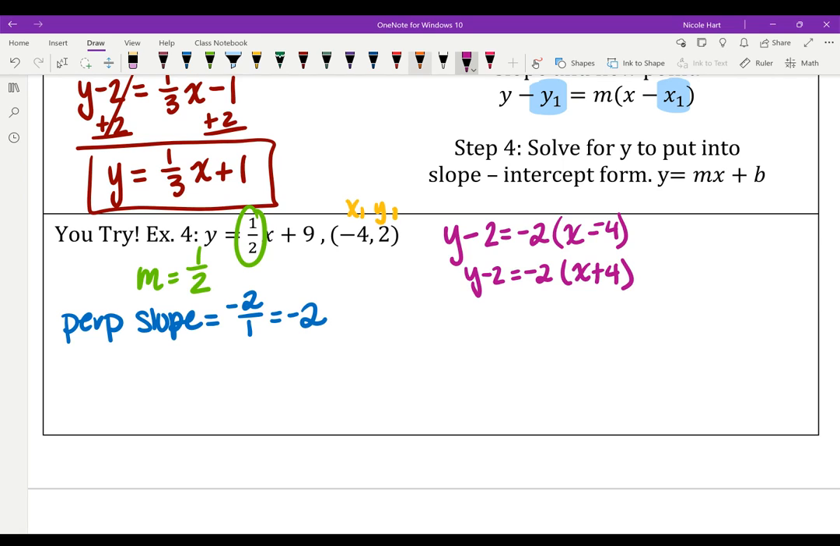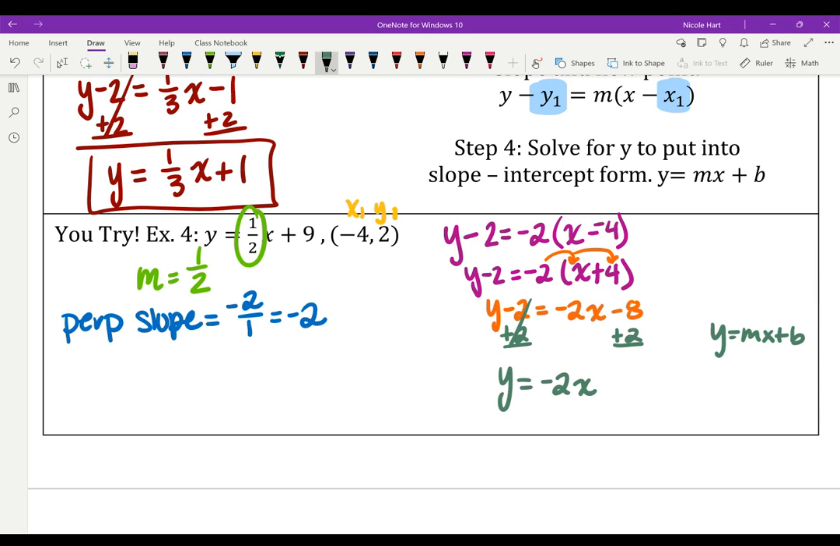And then we want to turn this into slope-intercept form. So in order to do that, I need to get rid of my parentheses by distributing that negative 2 into the parentheses. Get y minus 2 equals negative 2x, and then negative 2 times 4. Negative 2 times 4 is negative 8. And then to get y by itself, because we wanted to say y equals mx plus b, we're going to add the 2 to both sides. So y is equal to negative 2x minus 6. And that is our final answer here.